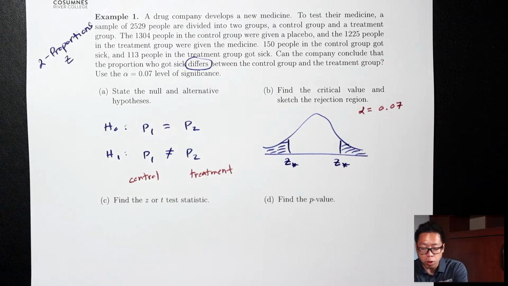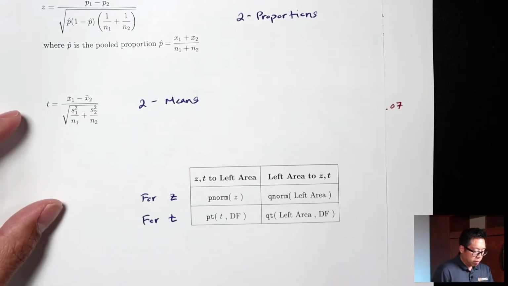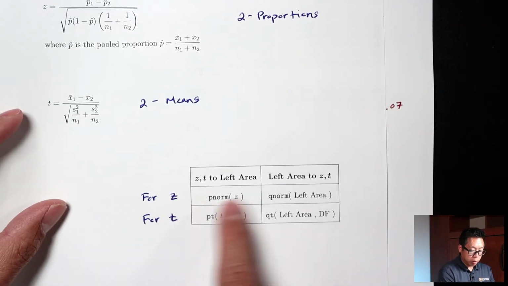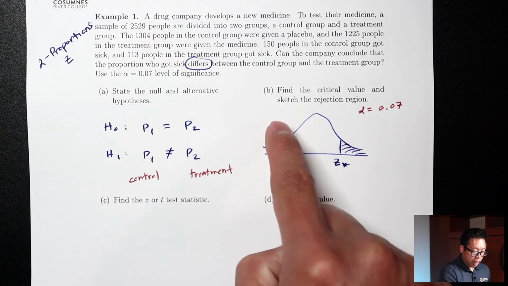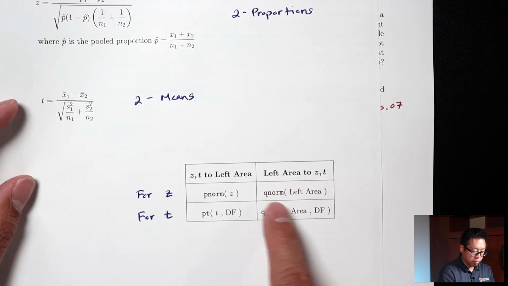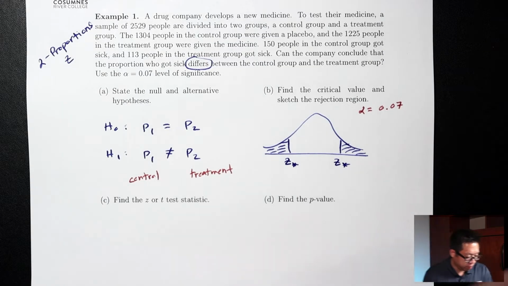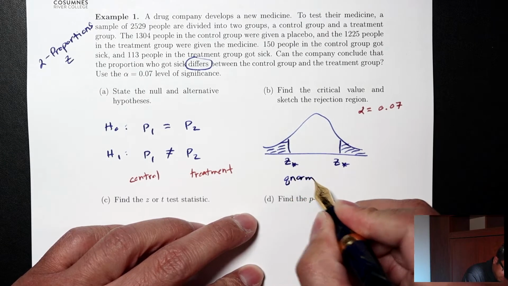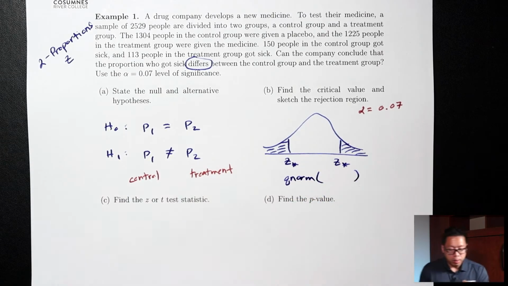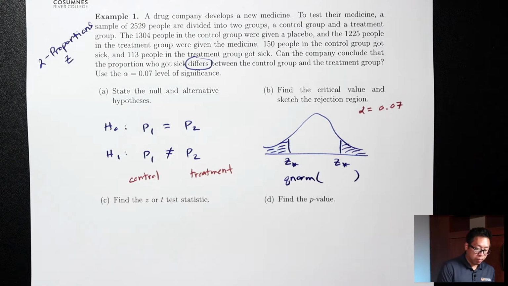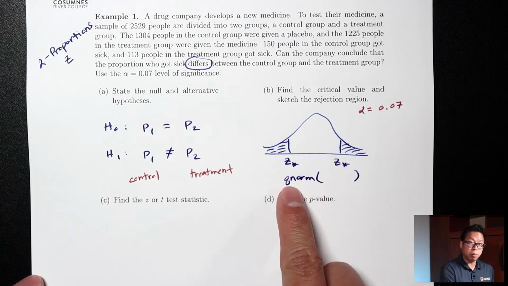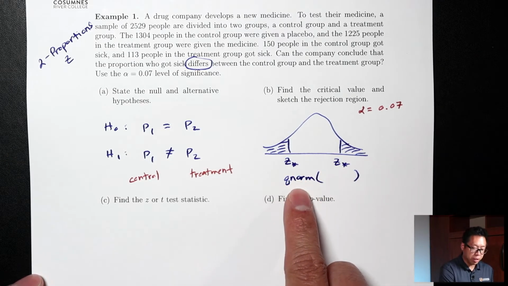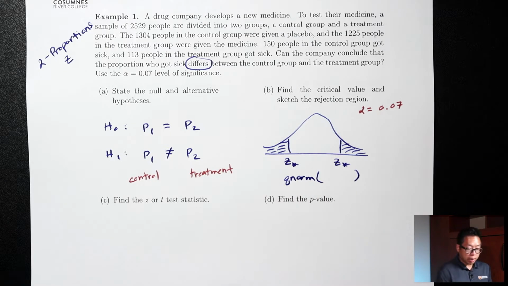And for an area to Z question, we're talking about Z's here. It will either be P norm, Q norm. Part B is an area to Z. Area to Z, we'll be doing Q norm left area. If this were a mean question, these would be T stars and you would be doing QT here. Okay, so what is the left area for me to plug into R?